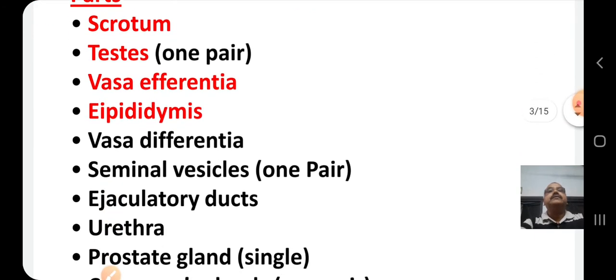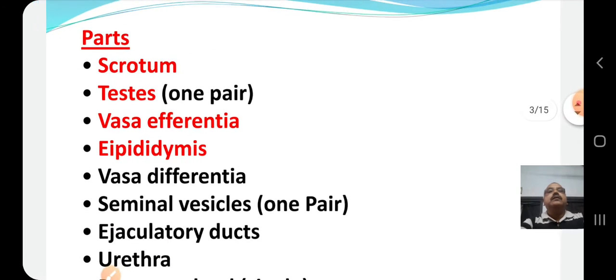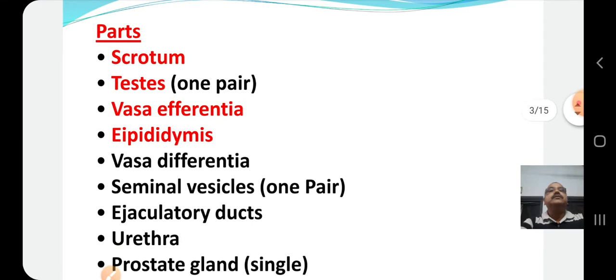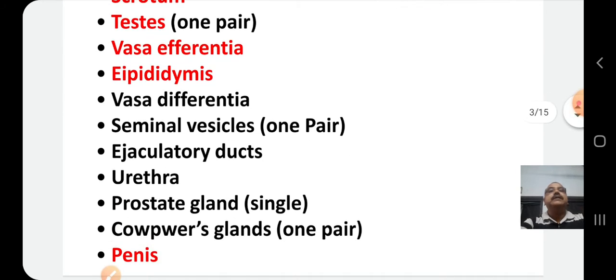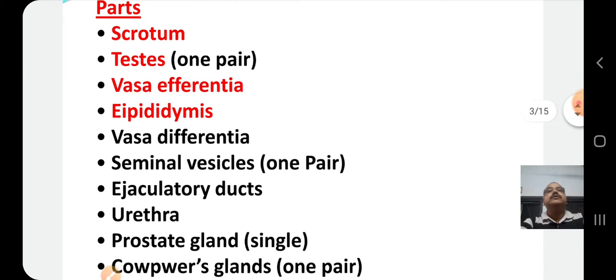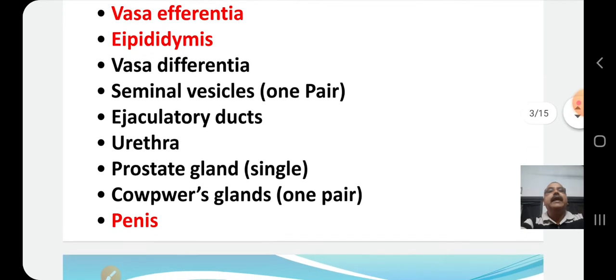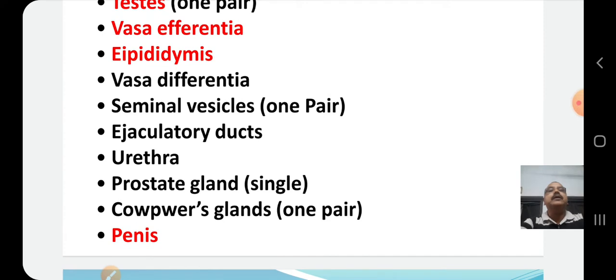Let us go to the parts. The parts comprise scrotum, testis, vasa efferentia, epididymis, vas deferens, seminal vesicles, ejaculatory ducts, urethra, prostate gland, Cowper's glands and penis. Out of these, scrotum, testis, vasa efferentia, epididymis and penis are found outside of the body, that is, outside of the abdominal cavity.